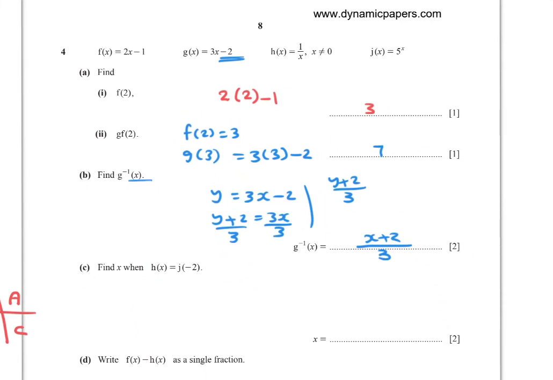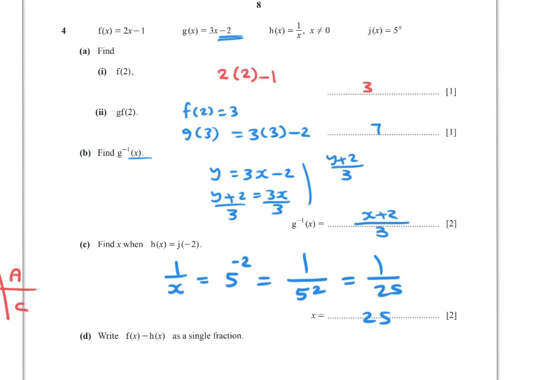Next one, find x when h(x) equal j(negative 2). h(x) means 1 over x. j(negative 2) is 5 power negative 2, this means 1 over 5 power 2, or 1 over 25. So 1 over x equal 1 over 25, so x equal 25.